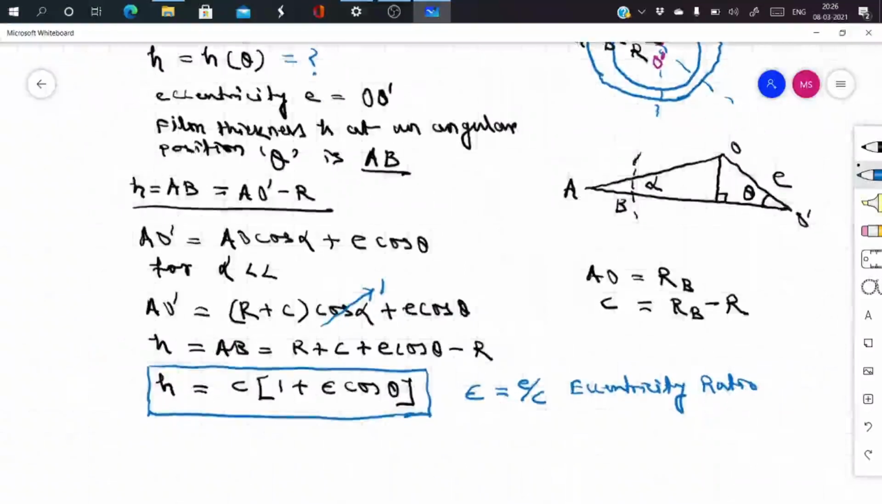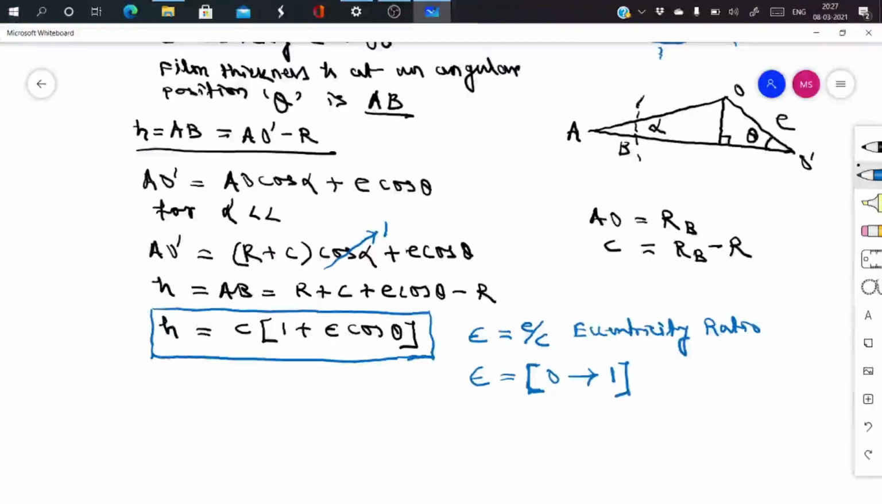This eccentricity ratio is a non-dimensional parameter, and that is helpful. And this eccentricity ratio varies from what to what? The minimum value is 0 and the maximum value is 1. So when eccentricity is 0, the bearing center and journal center are the same point, and when the journal is touching the bearing, then eccentricity is 1.